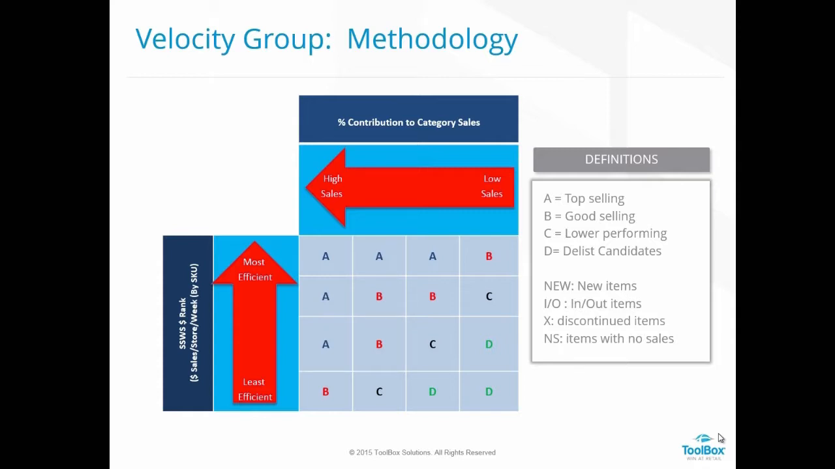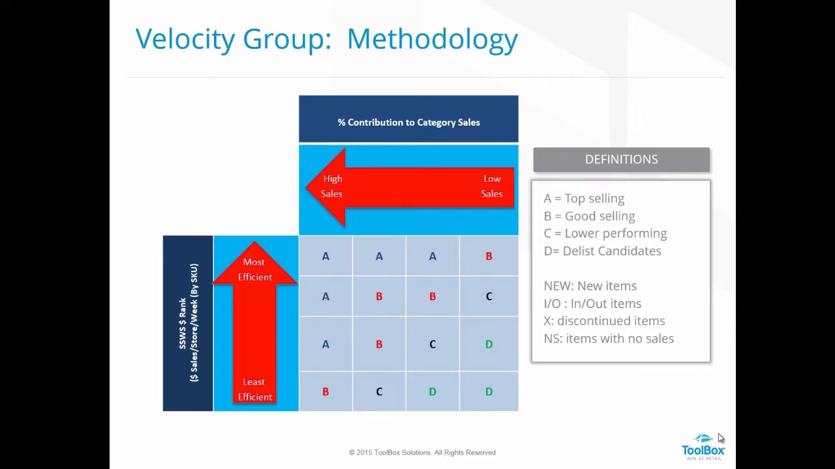That's where the velocity group picks up. We focus on all core items in the category, removing new, in and out, discontinued, and items with no sales in the latest 12 weeks. We rank all remaining core items according to their dollar sales, high to low. Then we take the SKUs, throw them on the floor, and re-rank them again based on their efficiency, their sales per store per week. We put the items in this matrix, and you can see that the most efficient, top-selling items are the A items. The B items sell well, C items are lower performing, and the D items are delist candidates.